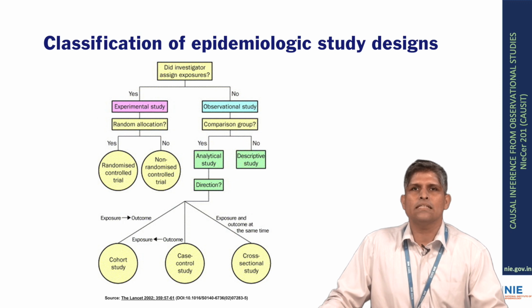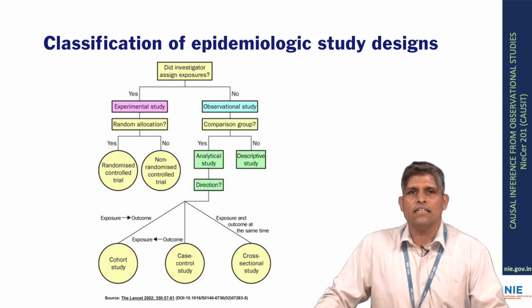A cohort means a group of people with a common characteristic. We start with a cohort of study participants and we measure the exposure status at baseline. And after that, we follow these study participants for the development of outcome.